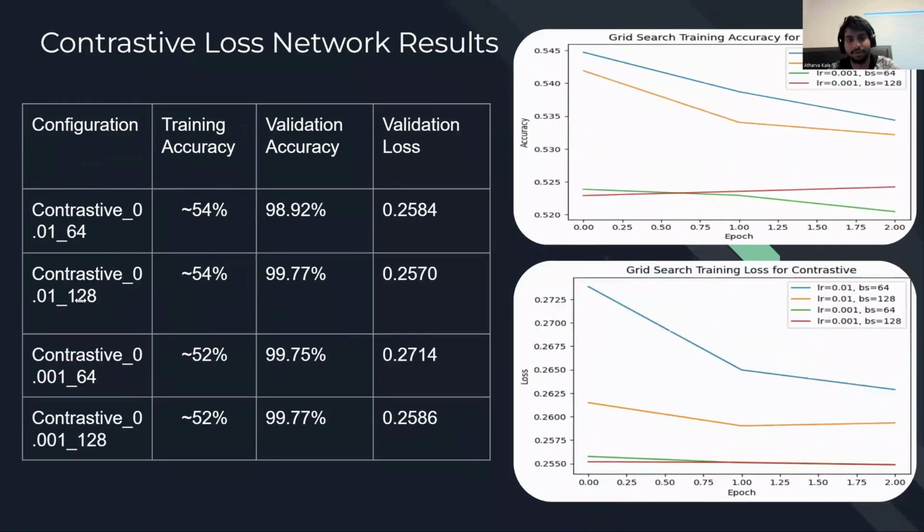Shifting to the contrastive learning model, we saw very different behavior in this case. Training accuracy stayed lower, around 52 to 54%, but validation accuracy was extremely high, reaching almost 99.7% across all configurations. This discrepancy suggests the model found an easy solution that works well for validation pairs, but might not reflect deep semantic understanding. Validation loss stayed low and stable, suggesting that the model built a well separated feature space for contrasting inputs.